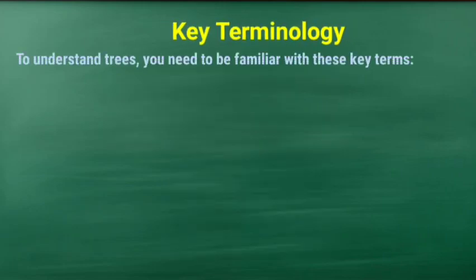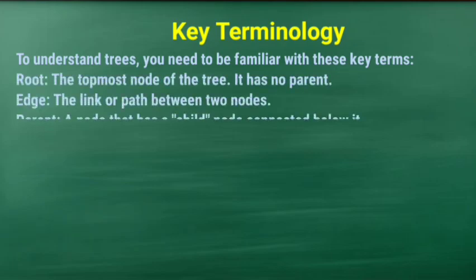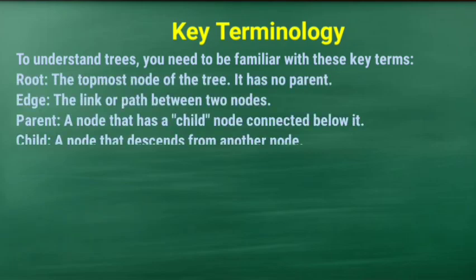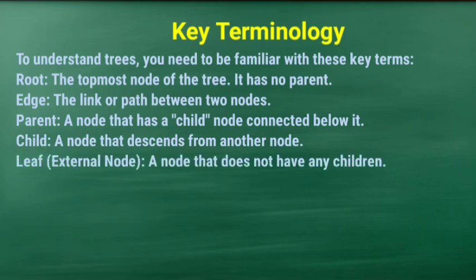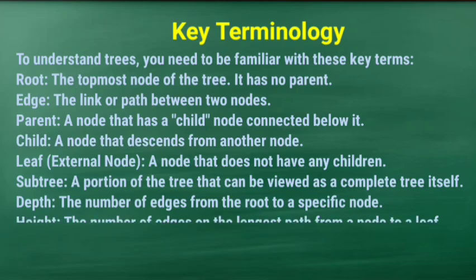Key terminology. To understand trees, you need to know the specific language used to describe them. Node, the basic unit containing data. Root, the topmost node of the tree, it has no parent. Edge, the link or path between two nodes. Parent, child. A node directly above another is the parent, the node below is the child.